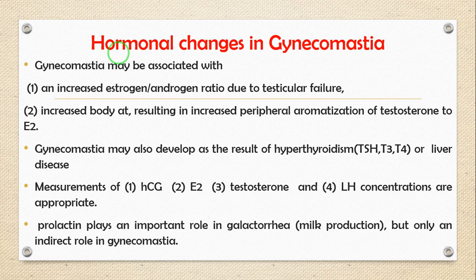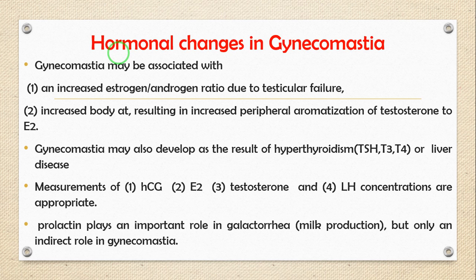This increase in the ratio of estrogen to androgen may be due to a defect in the testis itself, so that the estrogen will be more than the androgen. The other cause, as we said previously, is an increase in body fat: the conversion of testosterone to estrogen by the enzyme aromatase will increase because it is very abundant in the adipose tissue. So when we have increased body fat, it will result in increased aromatization and an increased ratio of estrogen to androgen.